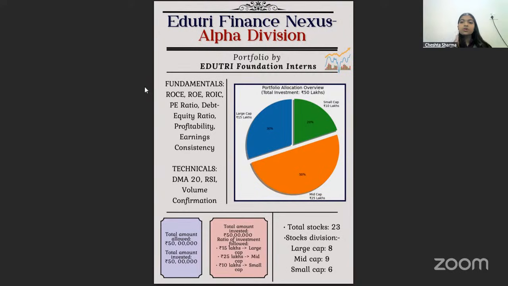Other than that, we also took in some technicals, which are DMA 20, which is the daily moving average of 20 days, RSI, and volume confirmation. The reason we took in DMA 20 is because it is a common technical indicator, and it can be used to assess short-term price trends and market sentiments. It usually appears below the price chart. And RSI, because it tells if a stock has been bought or sold too much.